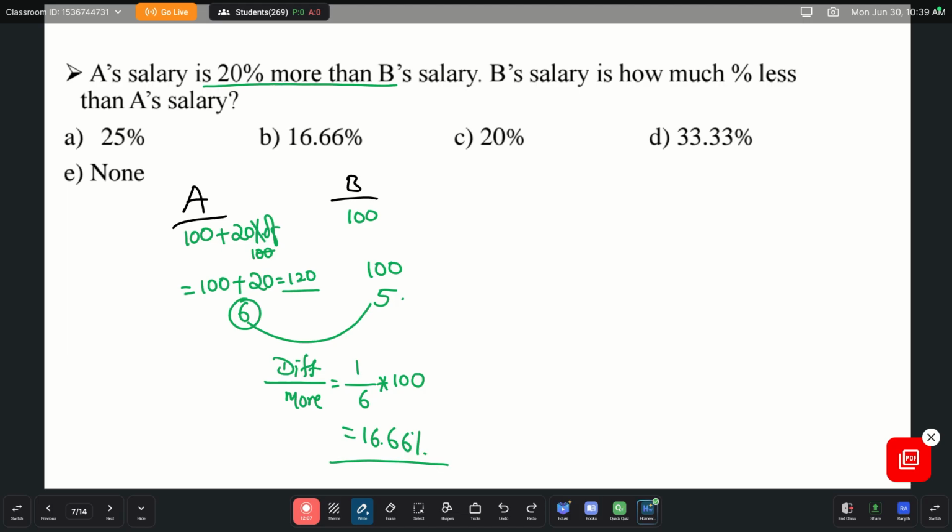Instead of writing 100 plus 20% of 100 each and every time, we can directly find out by reading the question itself. If 20% is increased, 16.66% has to be decreased. If 25% is increased, directly we have to say 20% has to be decreased. How do we find that out? We'll see.